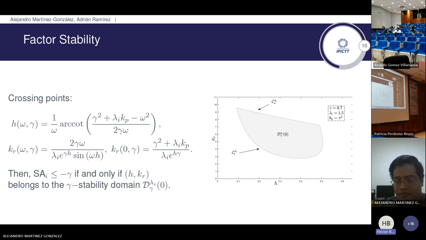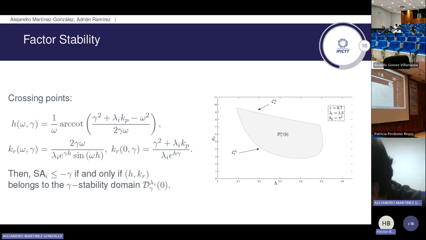Okay, then that parameter H must be small to have bigger regions, right? Yes. Okay, thank you.